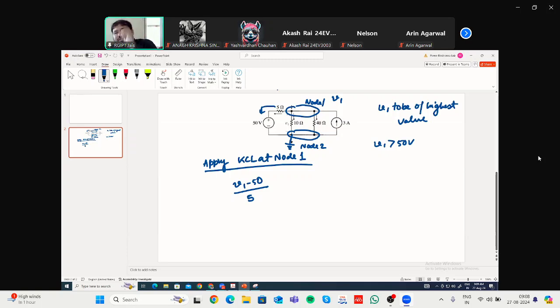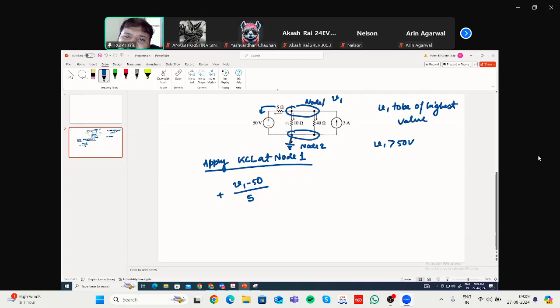So if you remember the sign convention we have used in KCL, if current is going out of the node, then we consider it as positive. If it is moving into the node, we will consider it as negative. Okay, so current is going out, so positive plus sign.